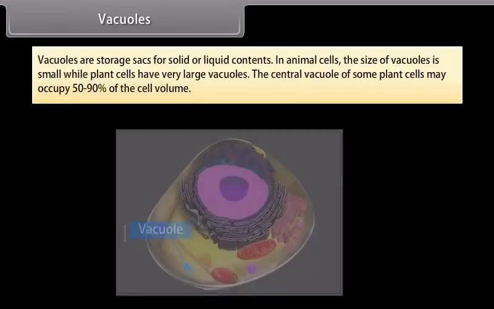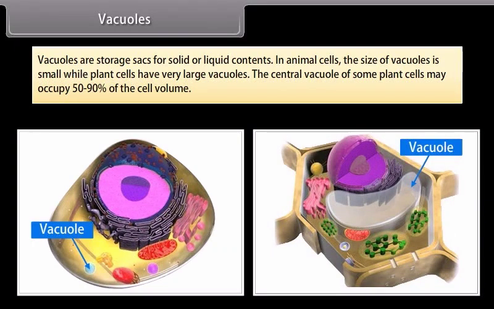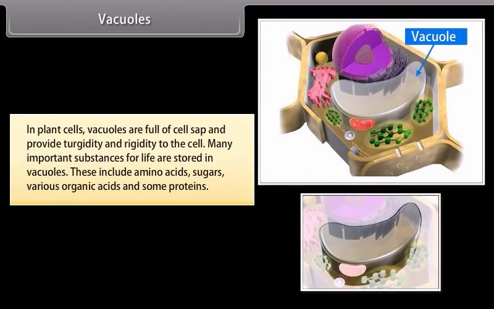Vacuoles. Vacuoles are storage sacs for solid or liquid contents. In animal cells, the size of vacuoles is small, while plant cells have very large vacuoles. The central vacuole of some plant cells may occupy 50 to 90% of the cell volume. In plant cells, vacuoles are full of cell sap and provide turgidity and rigidity to the cell. Many important substances for life are stored in vacuoles. These include amino acids, sugars, various organic acids, and some proteins.